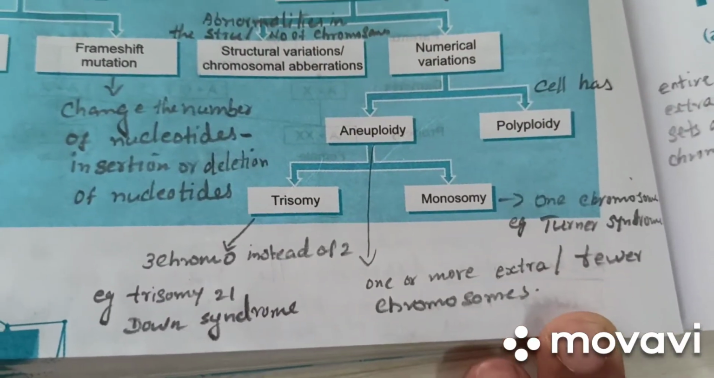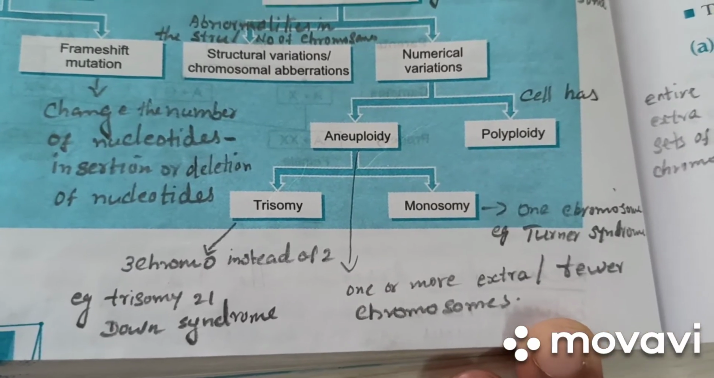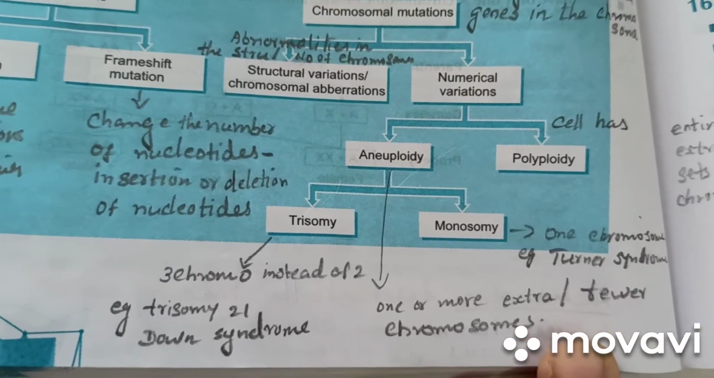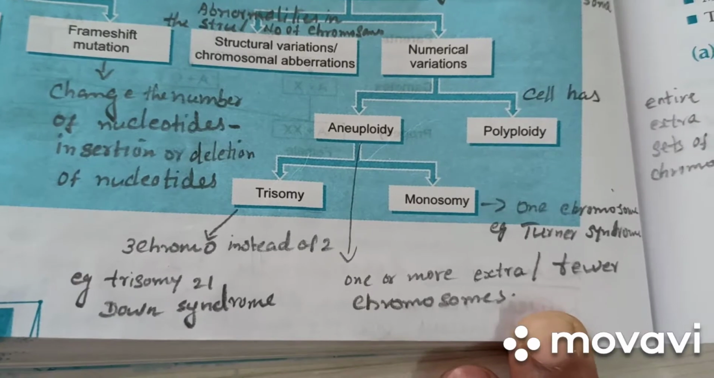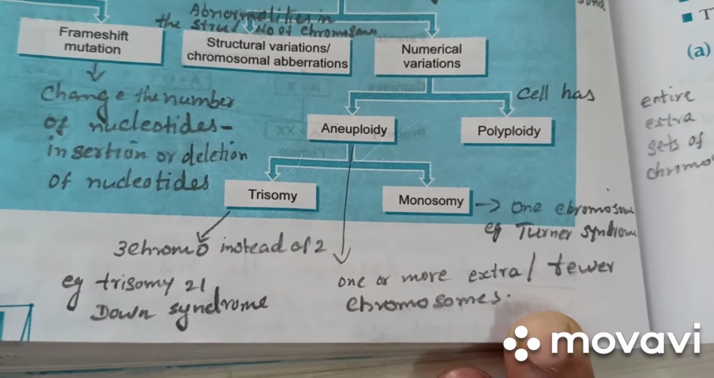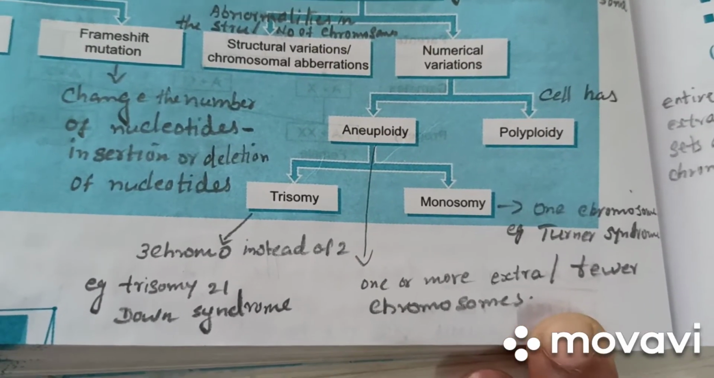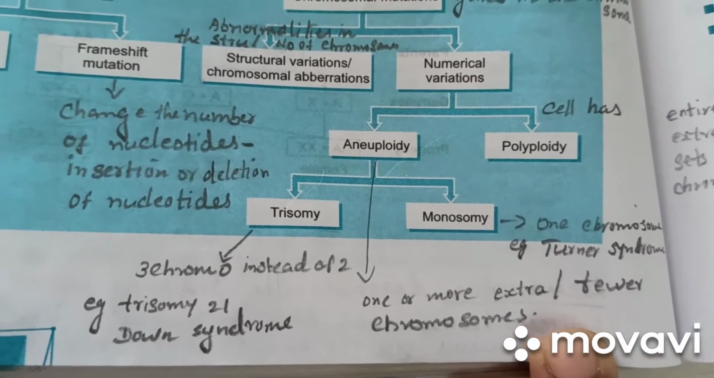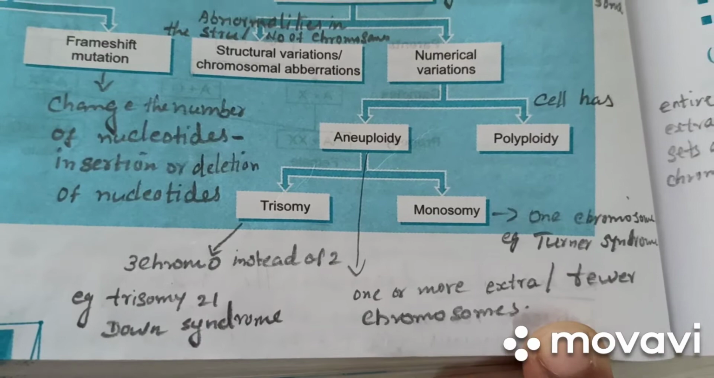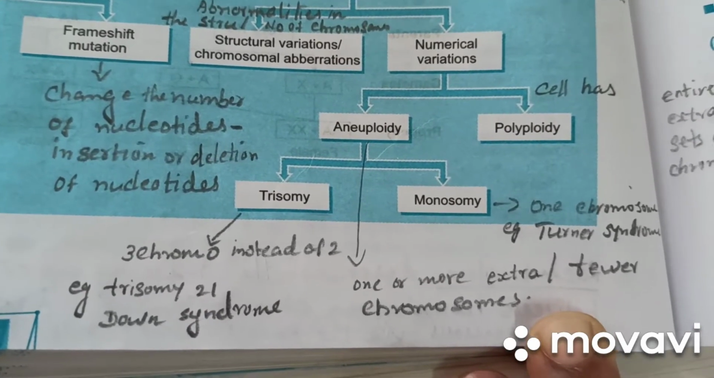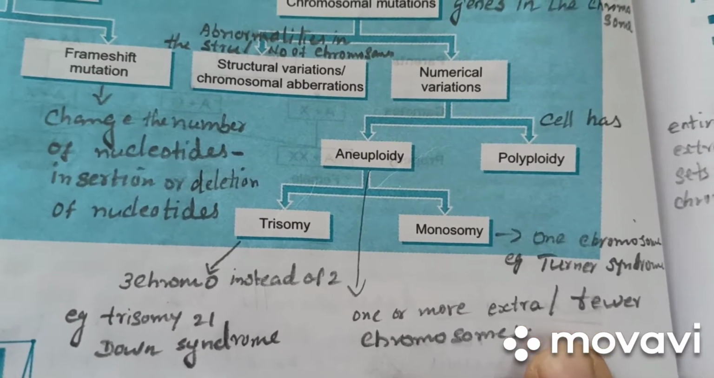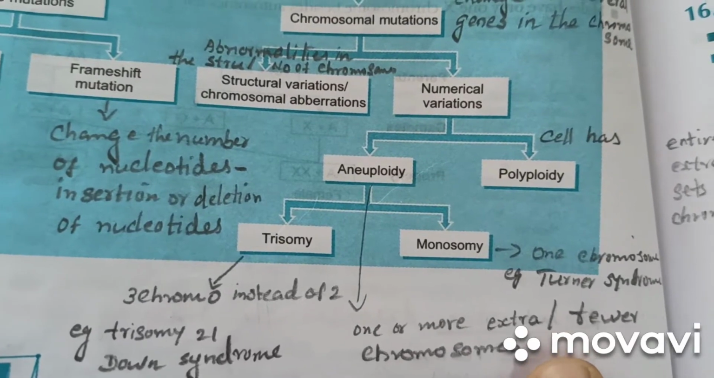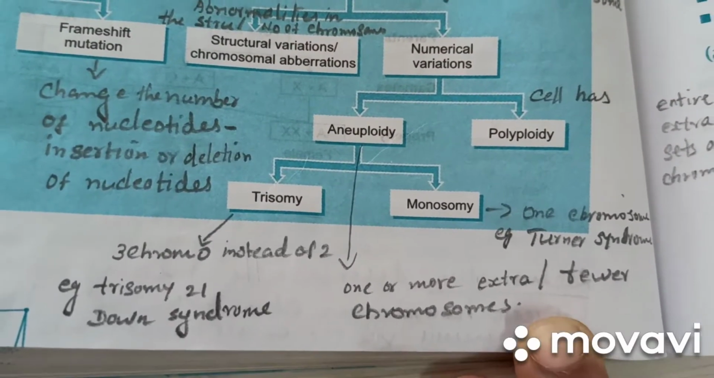Aneuploidy means one or more extra or fewer chromosomes. Chromosomes are homologous and always in pairs. In total there are 23 pairs, 46 chromosomes. Sometimes there are one or more extra, so instead of 46 it becomes 47 or 48. Or there may be fewer chromosomes, so instead of 46 it becomes 45 or 44. That is called aneuploidy.